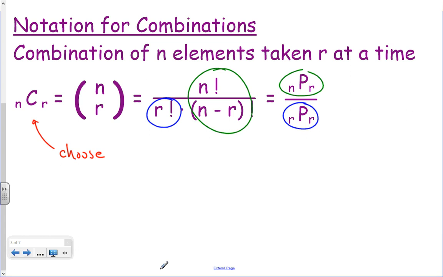So a combination will just be n factorial divided by r factorial times n minus r factorial. Or if you want to write it as a quotient of two permutations, like we started off with in this section, n arrange r over r arrange r gives us our combination.